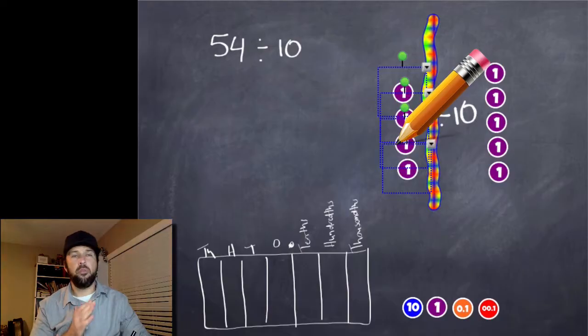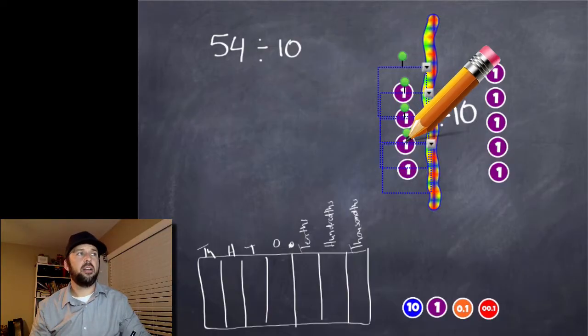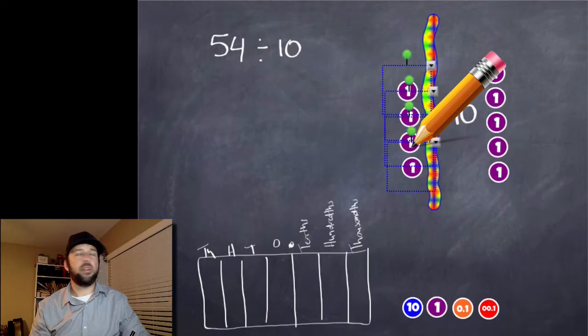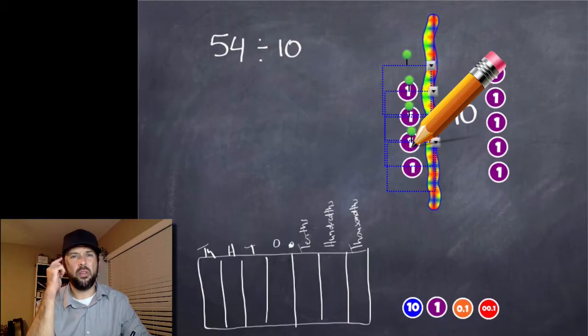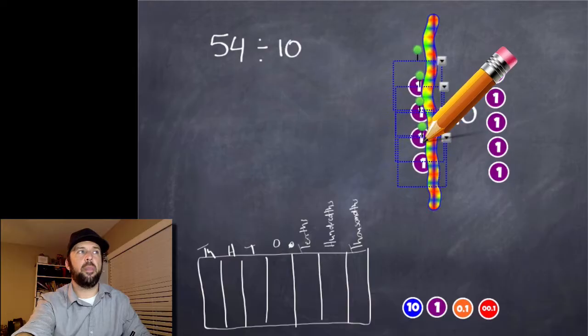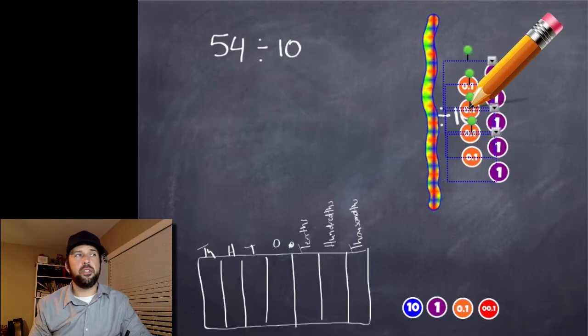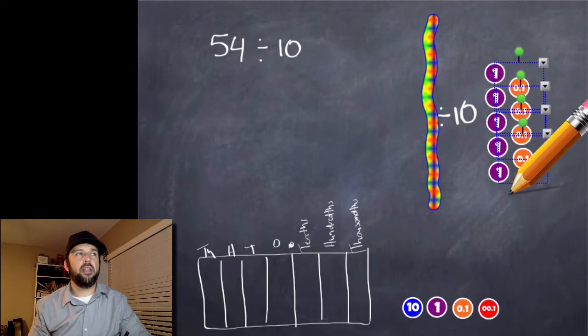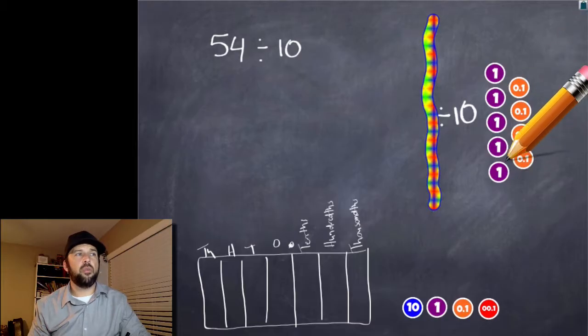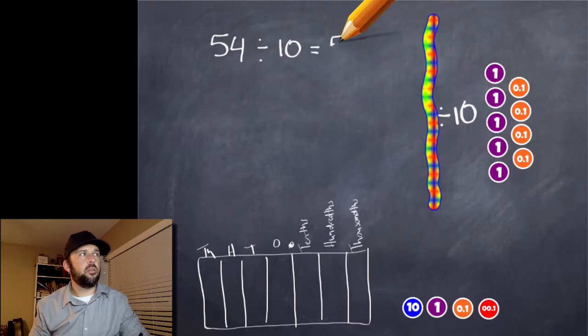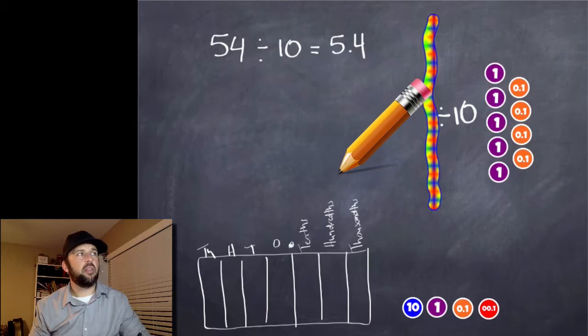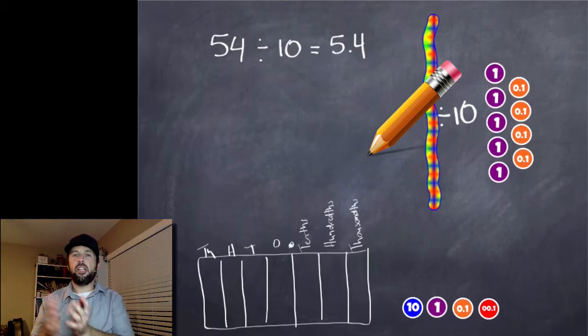4 ones. I'm going to move them across that magic divide by 10 line. And let's see what happens to them. They're going to move down to the next place value. What do you think that next place value is if we move down a place value? Well, let's just see. That's right, they have turned to tenths. Now I have 4 tenths. So now I have 5 ones, 4/10. So my answer would be 5 and 4/10. Easy enough. They changed as soon as they crossed that line and went to the next place value.